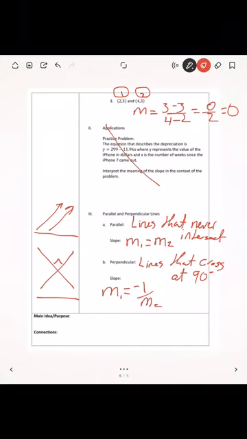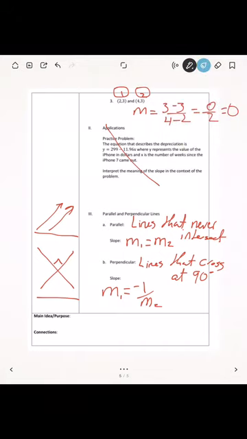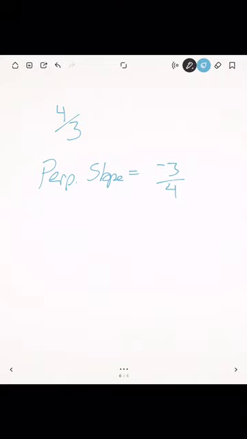So what does that mean? Let's do a quick little example problem. If you're trying to find the slope of a line that's perpendicular to, let's say, 4/3. And I want to find a line perpendicular to this. So a perpendicular slope to 4/3 is negative 3/4. I change the sign and I flip the fraction. That's what it means to be a negative reciprocal.